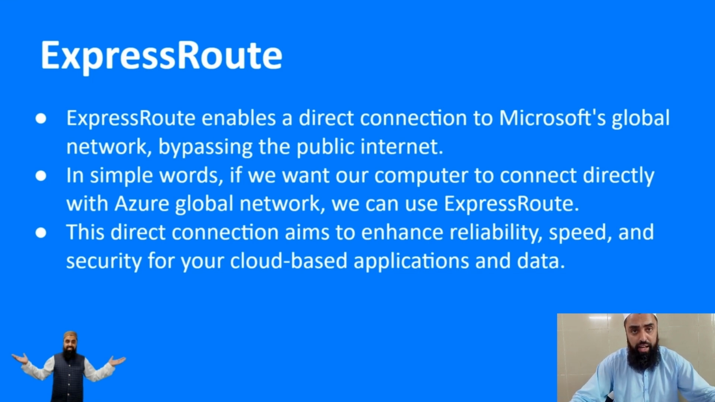It means that when I use ExpressRoute, it will give us the feeling that I am in the Azure availability zone, and I'm directly connected with Azure's global infrastructure. My laptop is directly connected with the Azure global network. So I have to use this ExpressRoute service. In simple words, if I want our computer to connect directly with the Azure global network, we can use ExpressRoute. This direct connection aims to enhance reliability, speed, and security for our cloud-based applications and data.